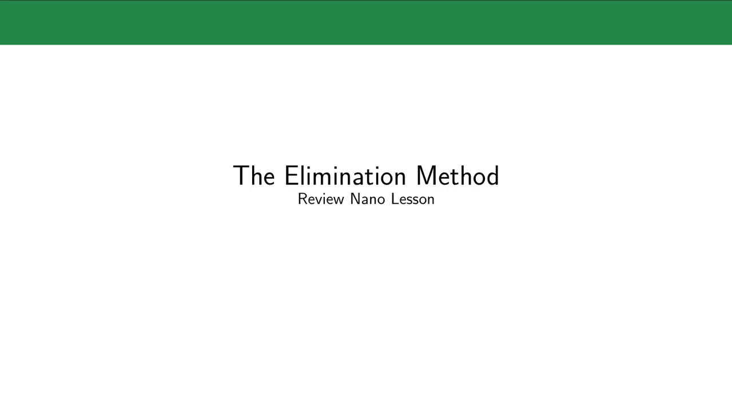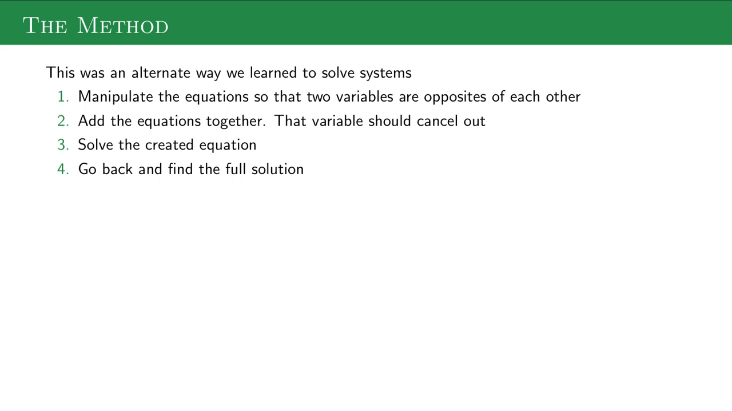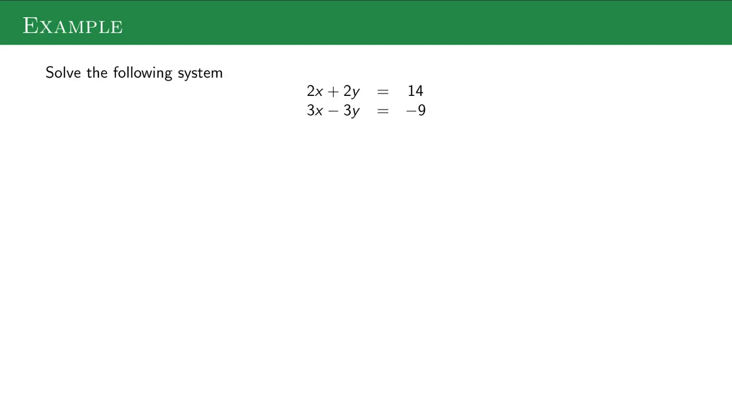In this video, we're going to talk about the elimination method for solving a system. The method is we're going to manipulate our equations so that two of the variables line up and are opposite of each other. Then we're going to add the equations together so that the variables cancel out. That's going to give us an equation that only has one variable that we can solve. And as always, we have to make sure we go back and find the full solution to the system, x and y.